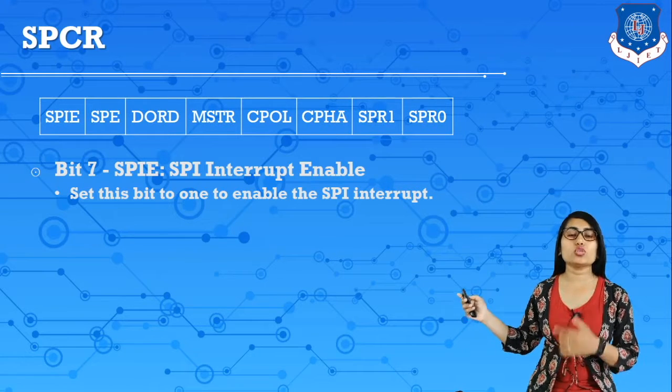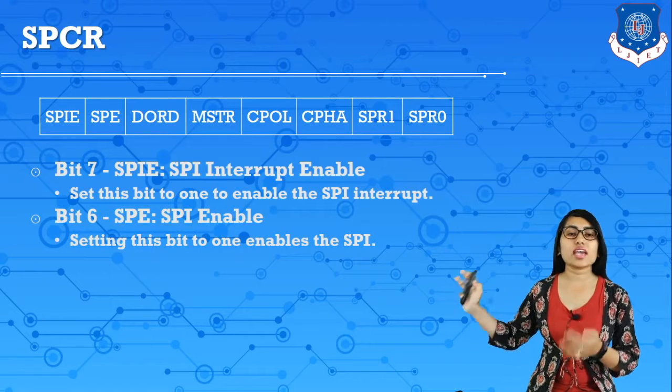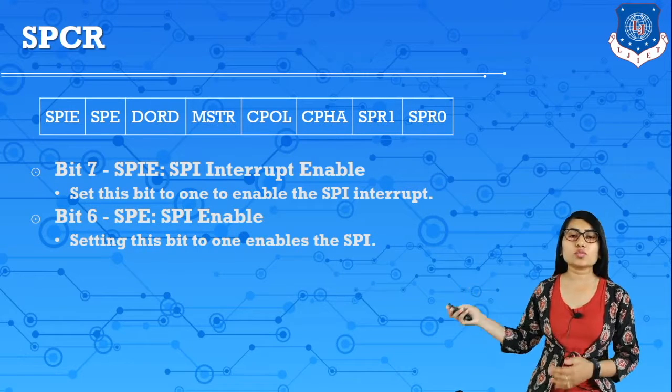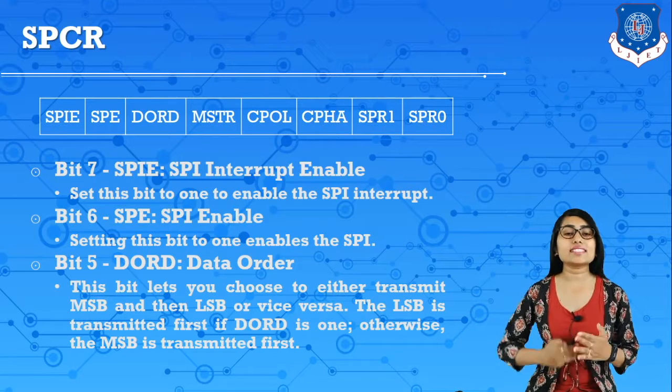Setting this bit to 1 makes the SPI interrupt enable. SPE, that is SPI enable. Setting this bit to 1 enables the SPI. Then DORD, that is data order.